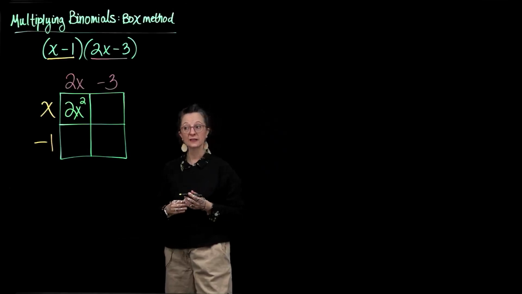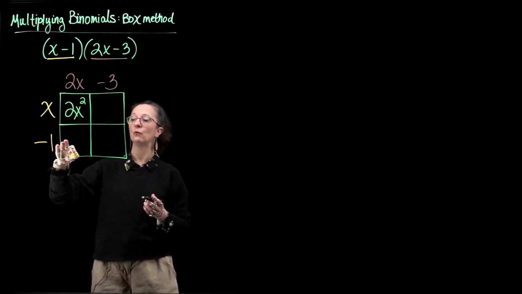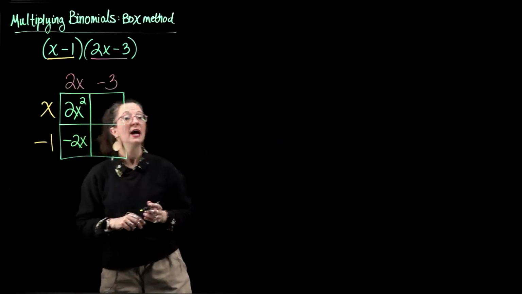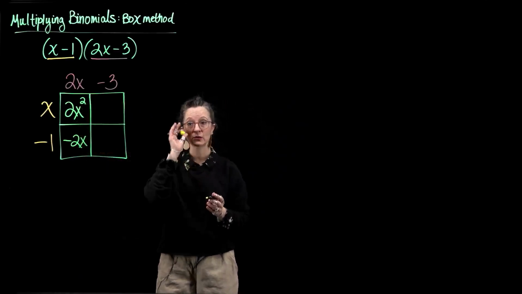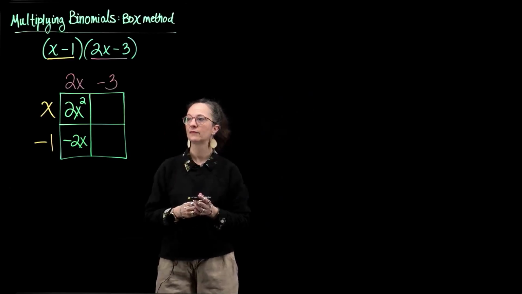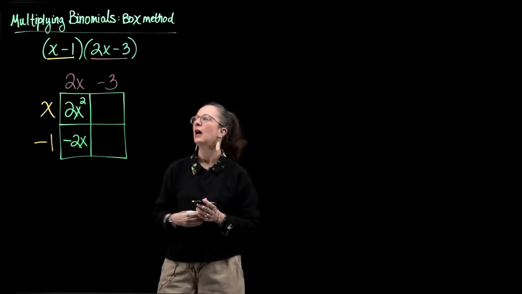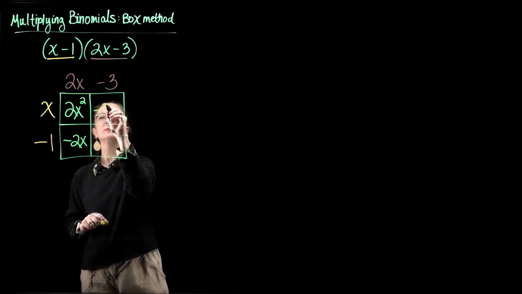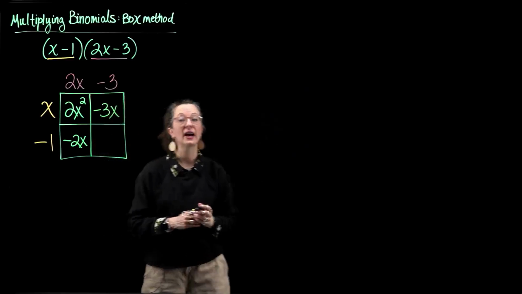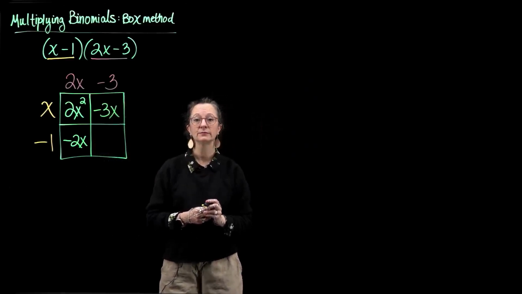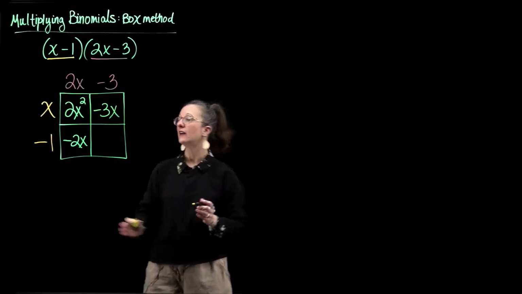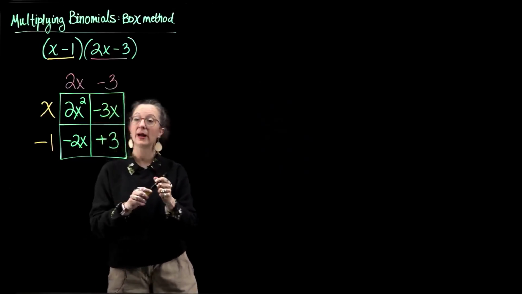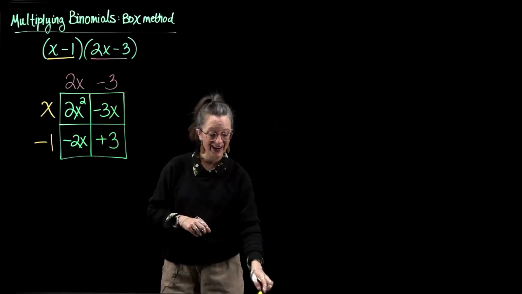I'm going to move down next. So I have a negative 1 multiplied by a 2x to get negative 2x, and I will write that in the lower left-hand square. Moving to the right column, that x on the top row times the negative 3 in the right-hand column gives me minus 3x, and I'll write that in the top right square. And then finally, negative 1 times negative 3 gives me a positive 3, and I'll write plus 3 in the bottom right-hand square.